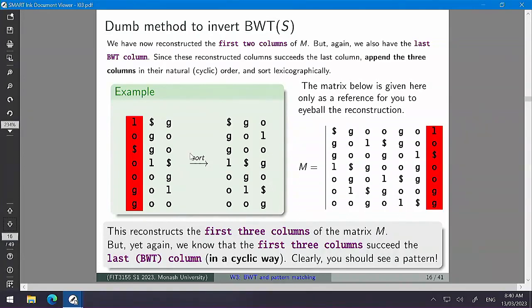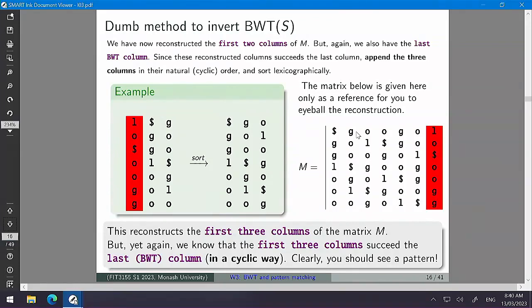What do last, first, second contain? They contain all 3-grams. If I sort it, I'm going to get all the first 3 columns of my cyclic permutation. If I kept doing it, I would get it.